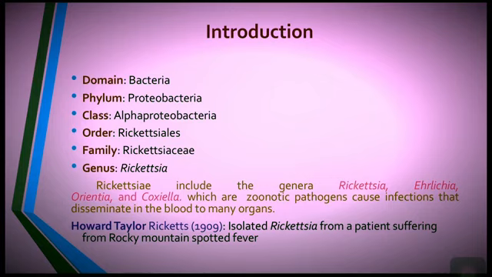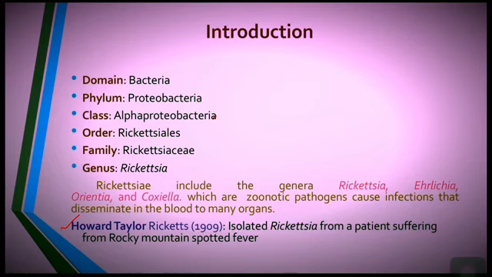Rickettsia were discovered by a microbiologist, Howard Taylor Ricketts, in 1909 while studying Rocky Mountain spotted fever. The organisms were named Rickettsia, honoring Ricketts. In the new edition of Bergey's Manual, the Rickettsia are placed in the domain Bacteria, phylum Proteobacteria, class Alpha Proteobacteria, order Rickettsiales, family Rickettsiaceae, genus Rickettsia.